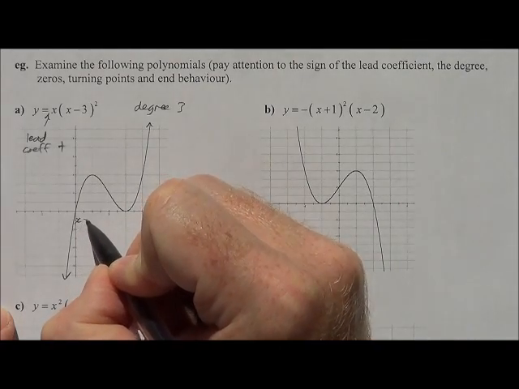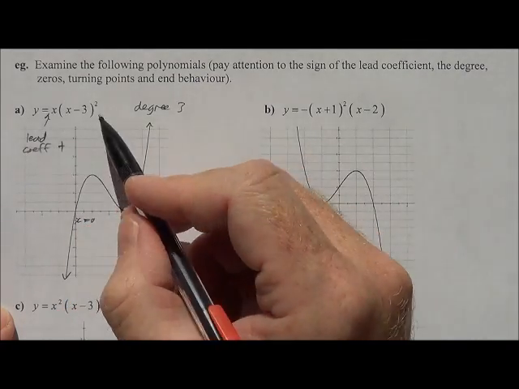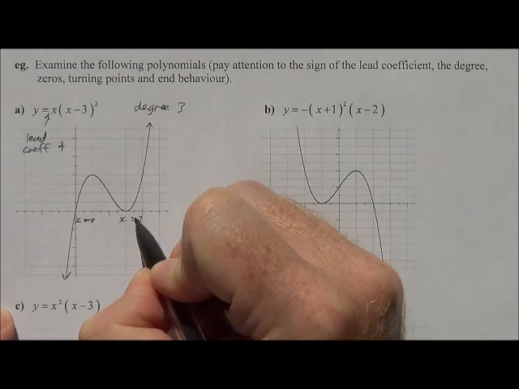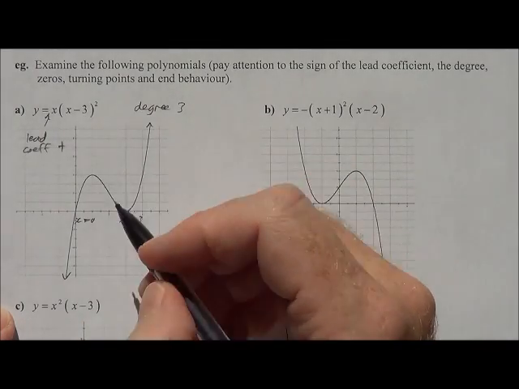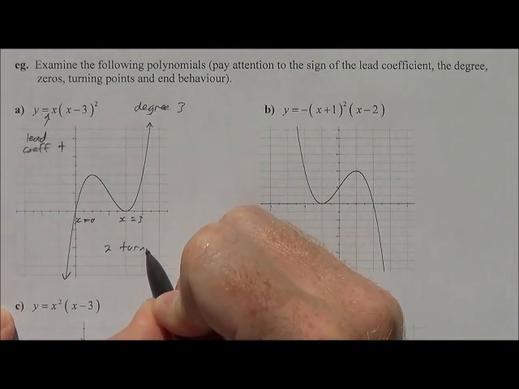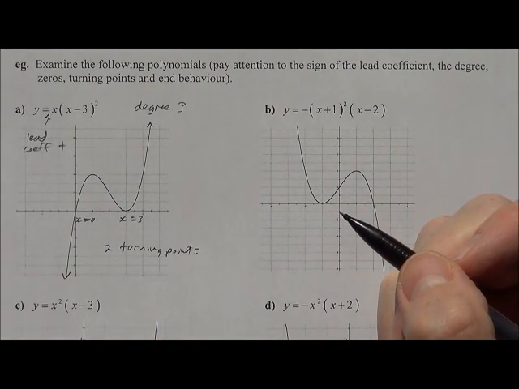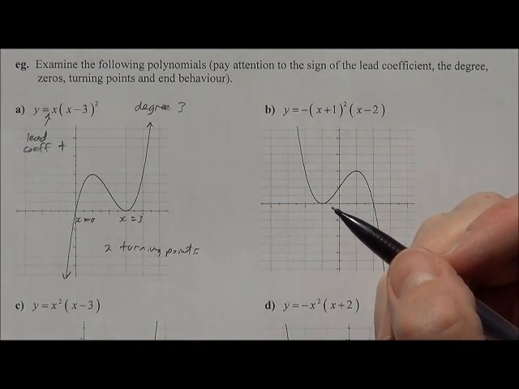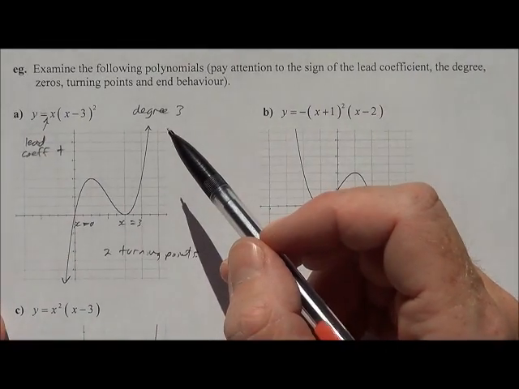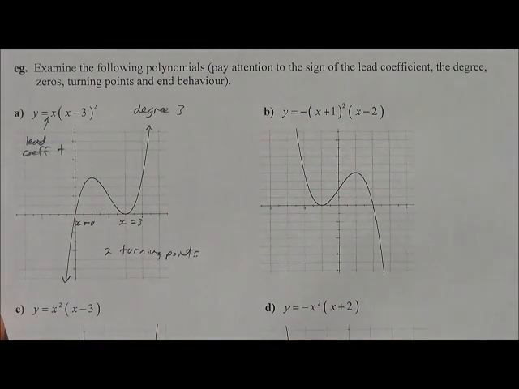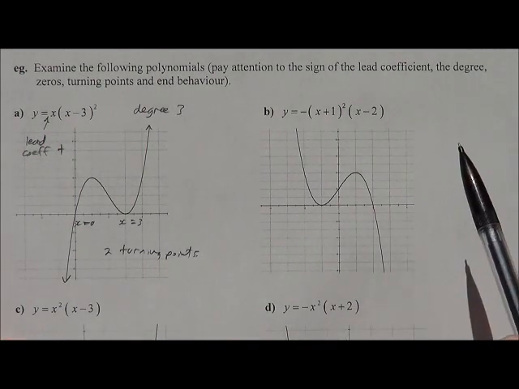We have a 0 at the origin, x equals 0, and we have another 0 at x equals 3. In this case we have 2 turning points. And we see that the ends are going in the opposite directions of each other. And I guess that's about all we're looking at for now.